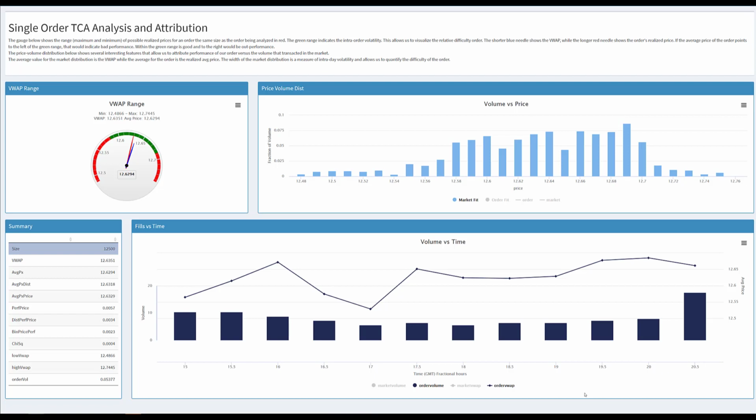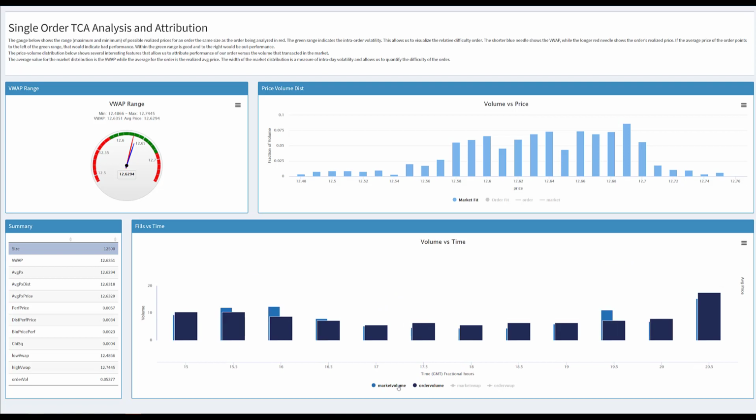So a question that may come up: how much of the underperformance or the overperformance, really the performance deviation, occurred because our order volume did not match the market volume? Okay, so here we can see that with our order we traded a little bit more at the beginning, the first half hour, second half hour we trade a little bit less, etc. And we can see how that progresses throughout the life of the order.